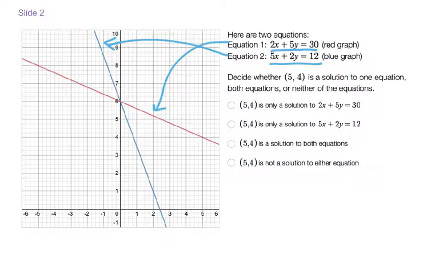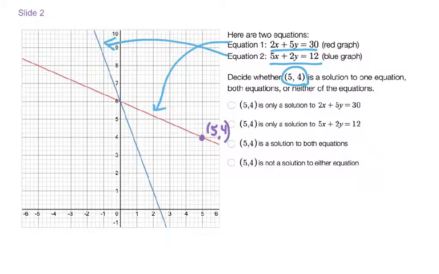What we're supposed to do is decide if the ordered pair of 5, 4 is a solution to one equation, both equations, or neither of the equations. So the very first thing that you should do is graph the point 5, 4. As you can see, I've labeled 5, 4 in purple. And I want you to note that that point lies on the red graph.